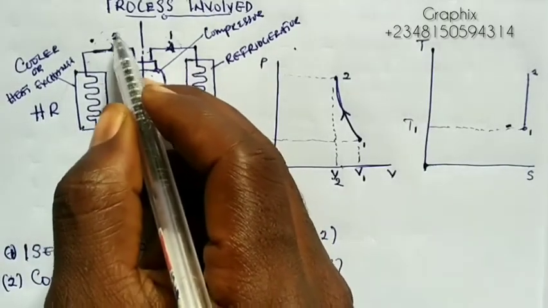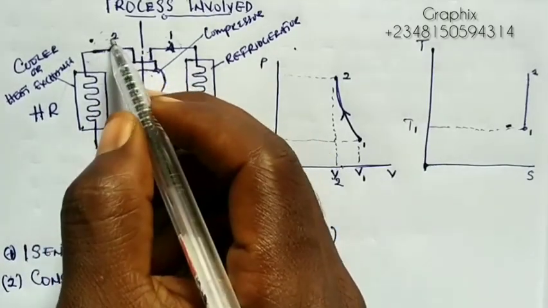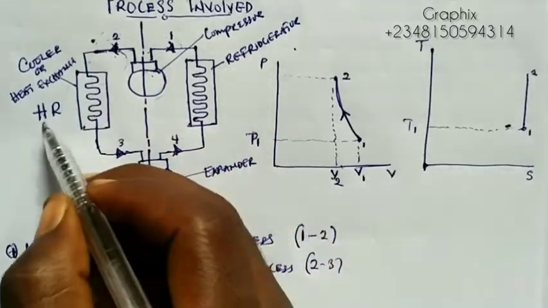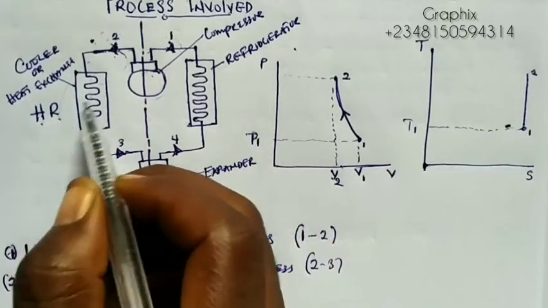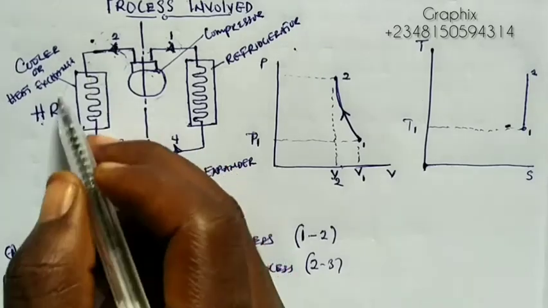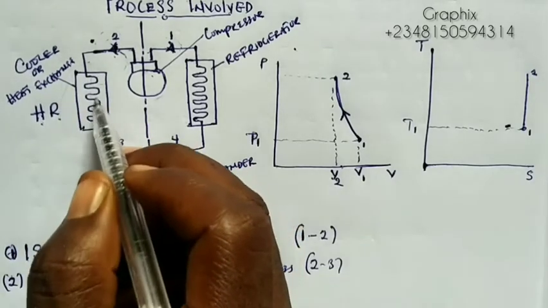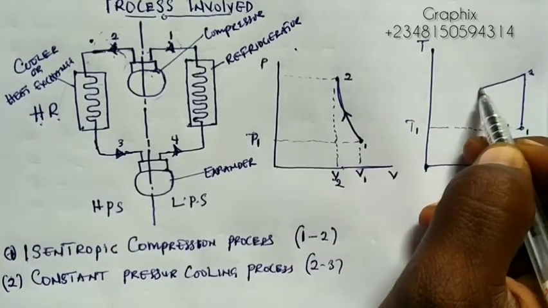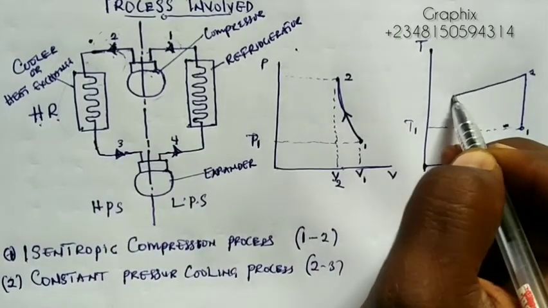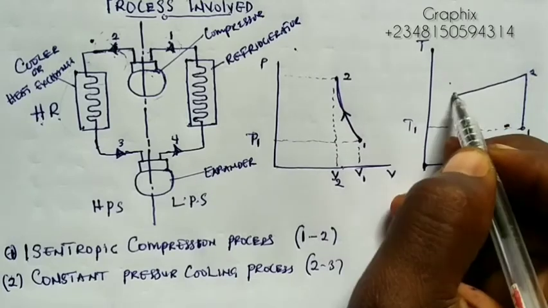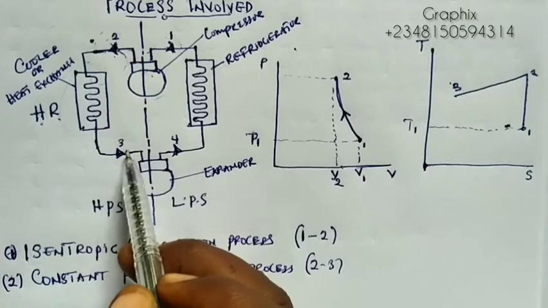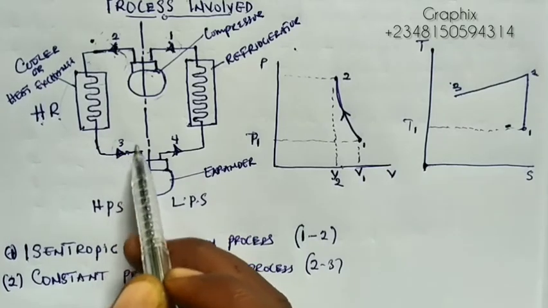The temperature is increased here at state 2, and the pressure is also increased. As it enters the cooler, there is heat rejection. The refrigerant here is cooled, which means the temperature will reduce. From state 2 to state 3, the temperature has reduced.